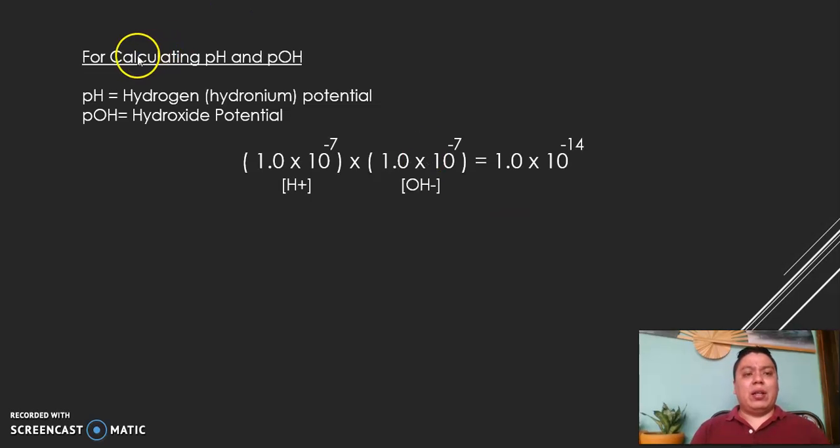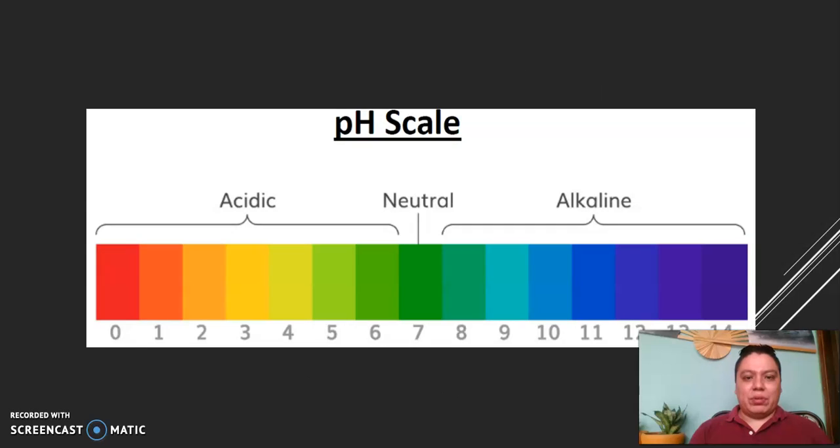Next, for calculating pH and pOH, keep in mind that pH is the hydrogen potential, or hydronium potential also, while pOH is a hydroxide potential. Okay, so let me go back a little bit over here to the pH scale.